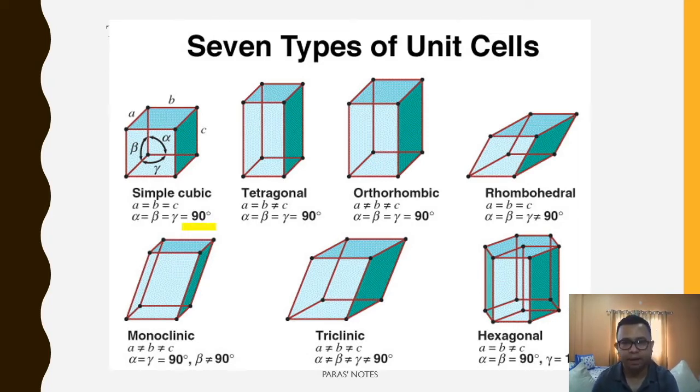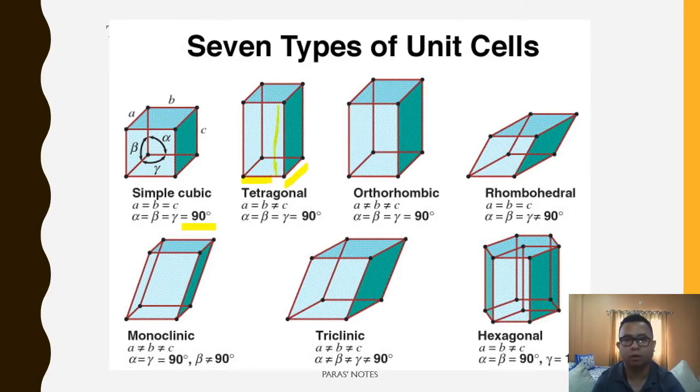Now all 7 kinds are different from one another, either in a, b and c, or you will find alpha, beta and gamma are different. Then the second one is what you call tetragonal. In tetragonal, a and b are equal. So you can see a, this and this is the same, but the height is not the same. As you can see, the height is different. So that is why a is equal to b, but a and b are not equal to c, whereas alpha, beta, gamma, all of them are 90.